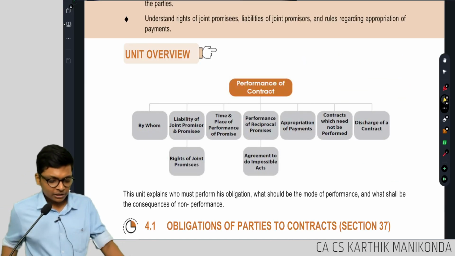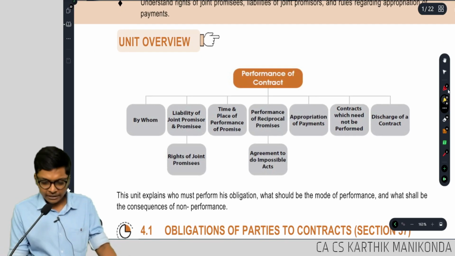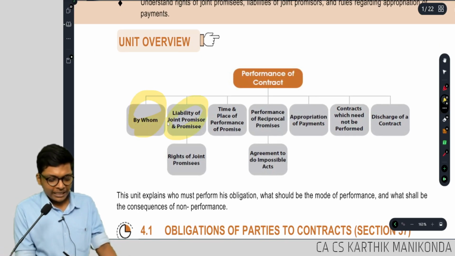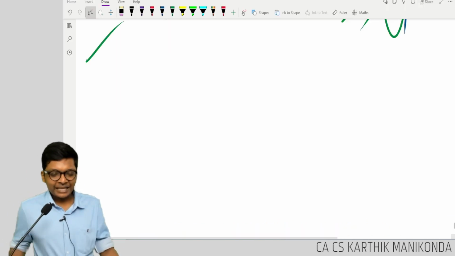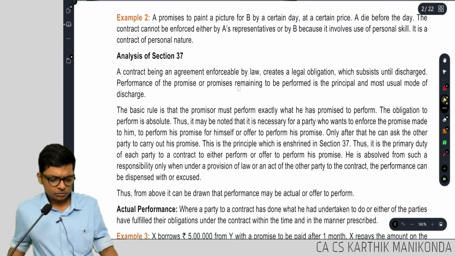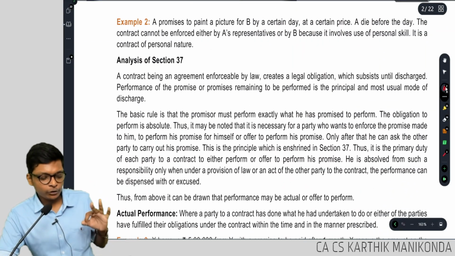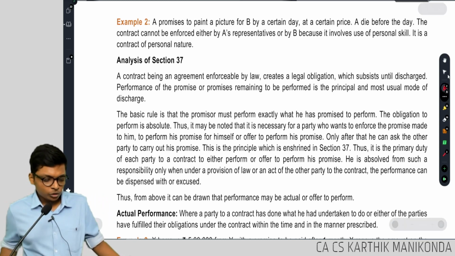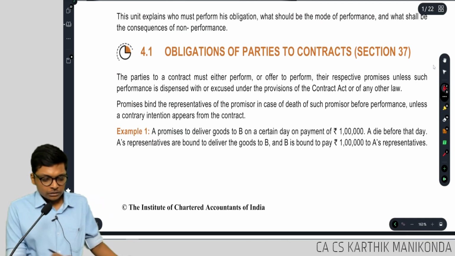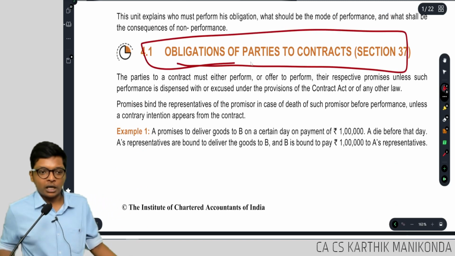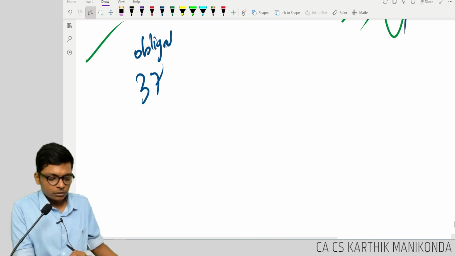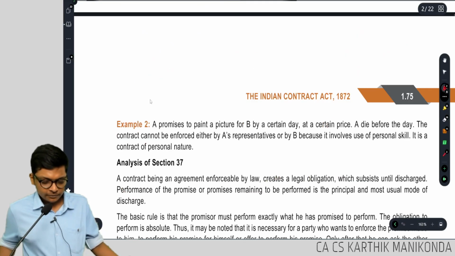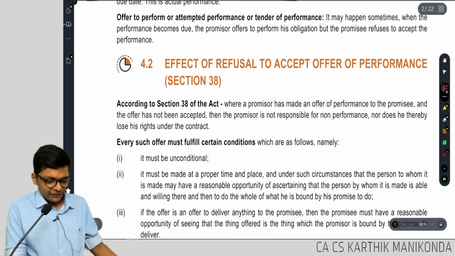So this first concept is done, guys. What is done here? The liability of joint promisors and the rights of joint promisors. Next is time and place of performance. If you come down, there are 3 sections. I don't know why the examiner likes these also. He likes the obligation of parties to a contract, section 37. Obligation, then effect of refusal.